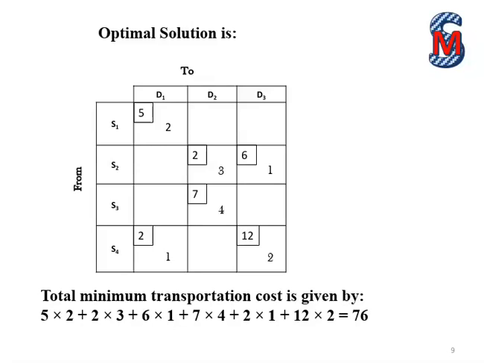So this is how we write the optimal solution of the transportation problem, by showing the allotments in the allotted cell along with their corresponding costs. The total minimum transportation cost is given by multiplying the allotments with their corresponding costs and then adding the resulting products. So in this example, the total minimum transportation cost is 5 into 2 plus 2 into 3 plus 6 into 1 plus 7 into 4 plus 2 into 1 plus 12 into 2, that is 76.